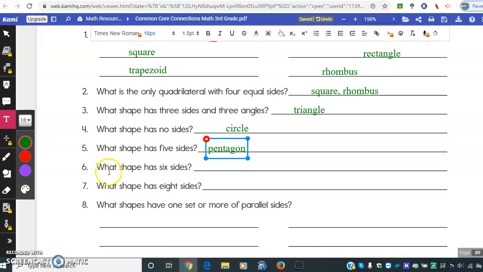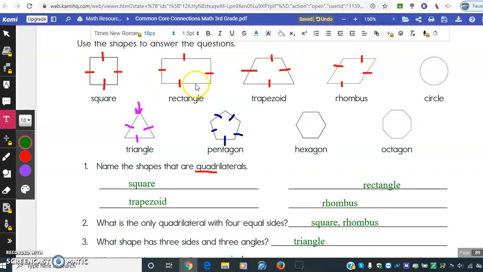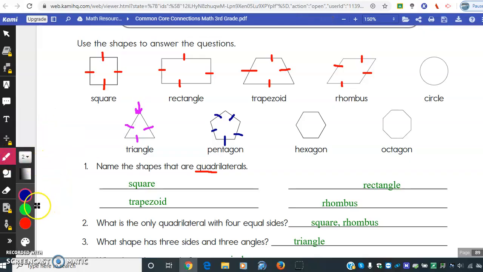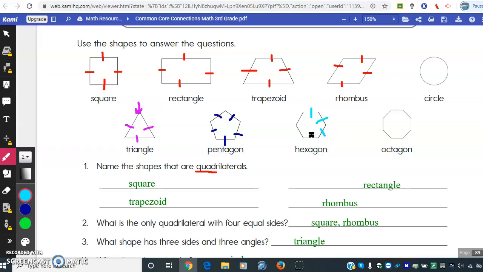Number 6, I'm looking for the shape that has 6 sides. So let's take a look at what we've got. These red marked shapes have 4 sides. These are my quadrilaterals. The circle had none. The triangle had 3. The pentagon had 5. So now we're left with the hexagon or the octagon. So you just need to figure out which one of those has 6 sides. 6 is what we're looking for. 1, 2, 3, 4, 5, 6.